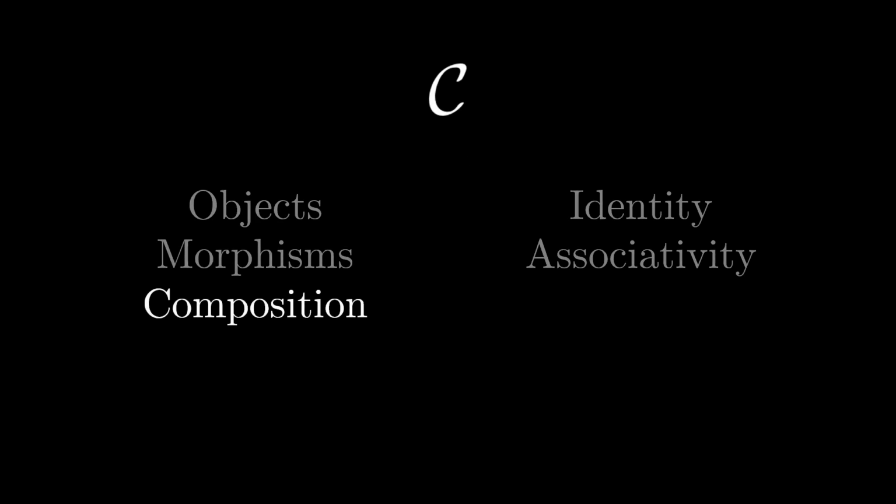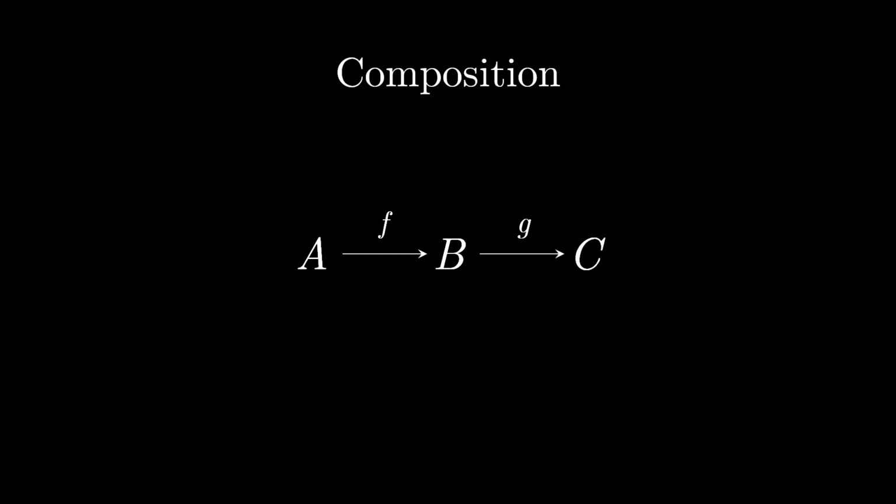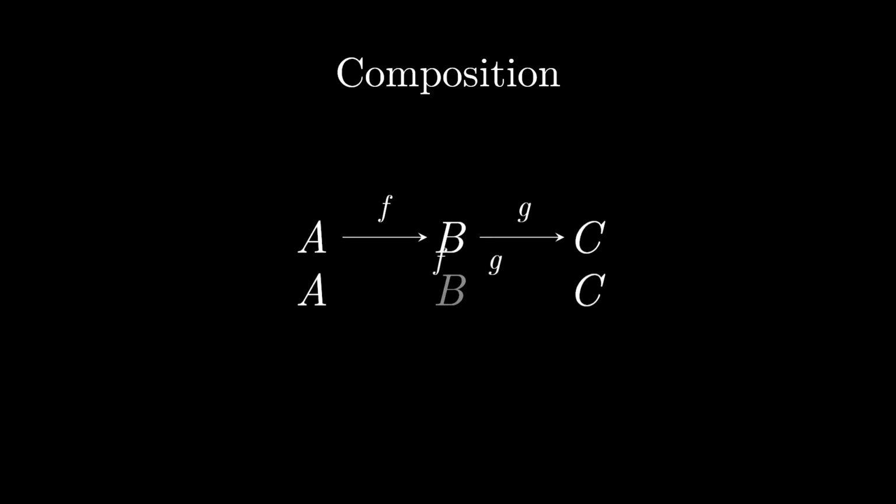Of course, now that we have things that point from one object to another, we want to be able to combine them. So, if f is a morphism from A to B, and g is a morphism from B to C, then we require for there to exist a composition morphism from A to C.